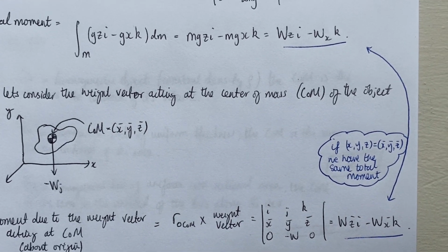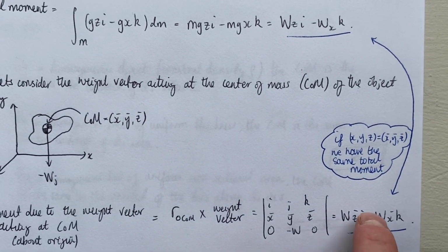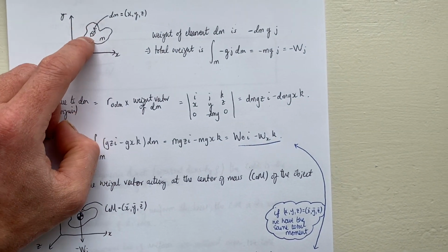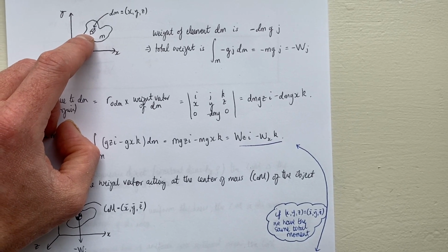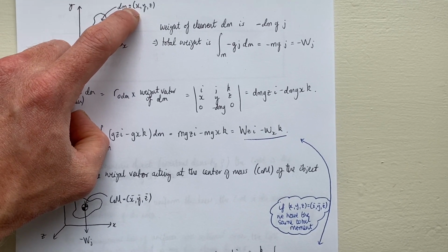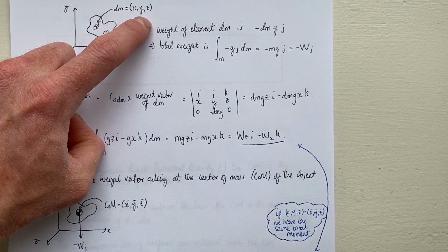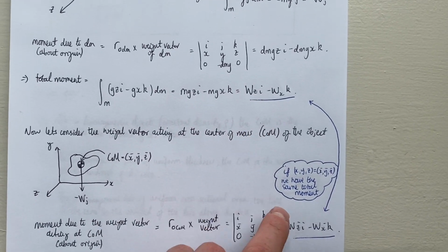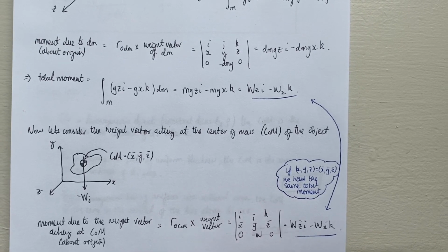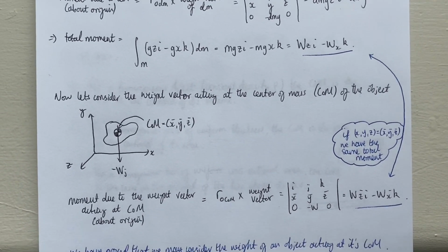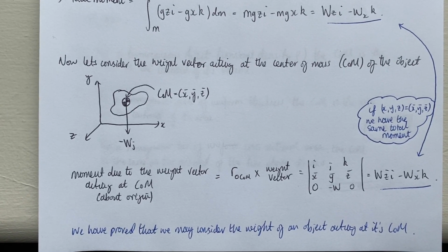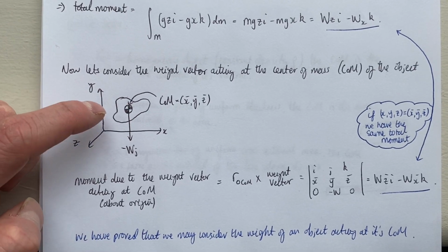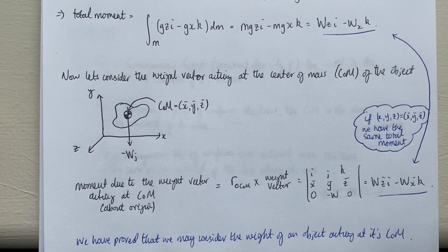Now look what we have, right? We have the same thing, right? If we consider our initial position up here of all of the individual pieces, dm, so basically what we're saying is if x, y, z is in the same place as x bar, y bar, z bar, then the total moment of these two things are the same. So what I've summarized down here is that we've proved that we may consider the weight of an object acting at its center of mass, right?